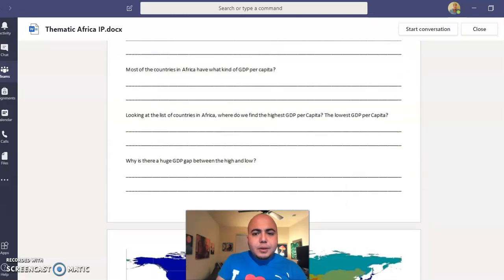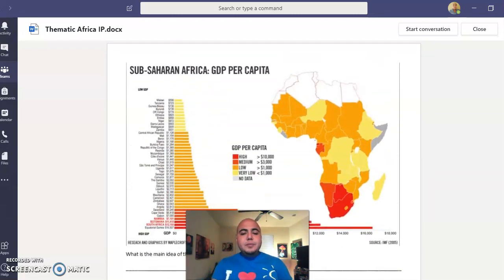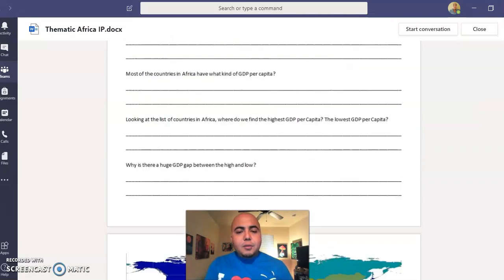All right. Why is there a huge GDP gap between the high and the low? Okay, why do you think there's a big GDP gap between the high and the low? All right, so this one's a preview question. It's leading up to the history of colonization. Basically, it's due to the exploitation of a lot of countries in Africa by European colonization. That's one of the main reasons why those parts have a higher or lower GDP depending on where they're at. All right, we're going to move on to the next part.